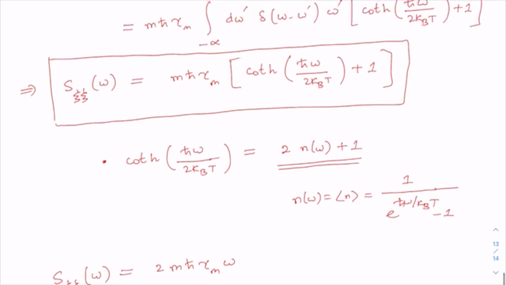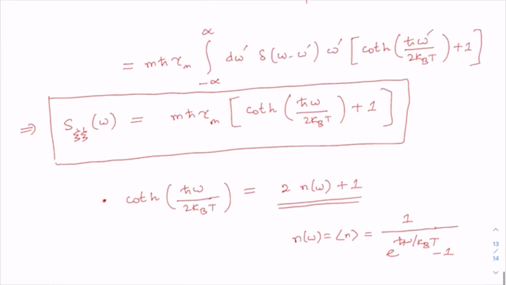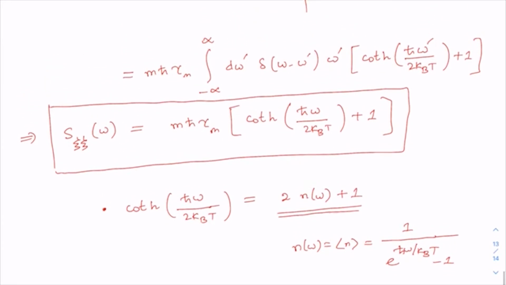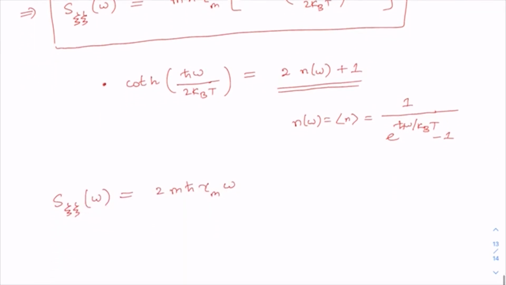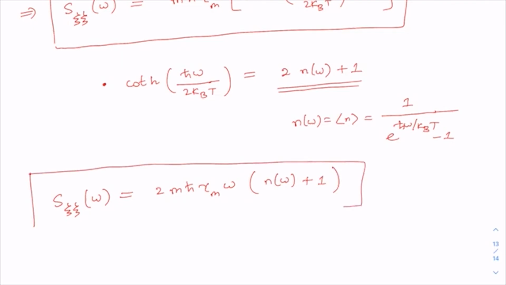So this I got it. Let me take 1 minute, I think I missed something here. I have this term omega also, because I have used the Dirac delta function. That's how this omega term comes, and I will have here n of omega plus 1. Okay, so this is what we obtain when omega is greater than 0.